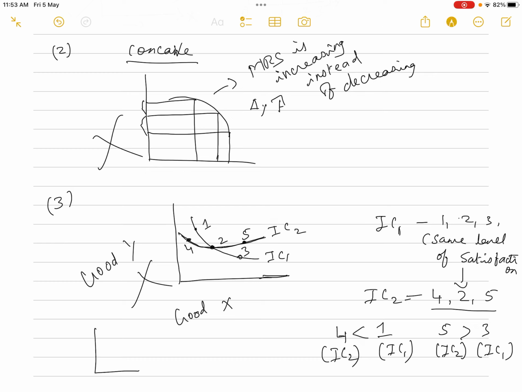Indifference curves should always be like that only. They should be parallel; they should not intersect. So IC1, IC2, IC3, like that they should not intersect. That is the meaning of no two indifference curves should intersect.